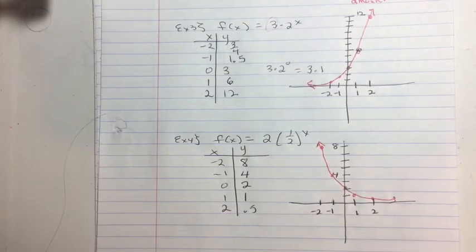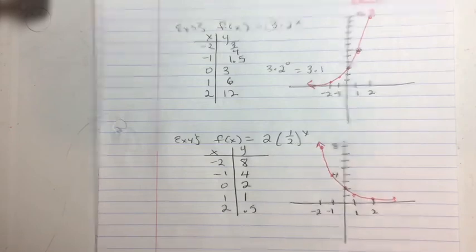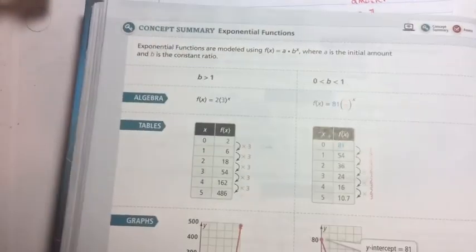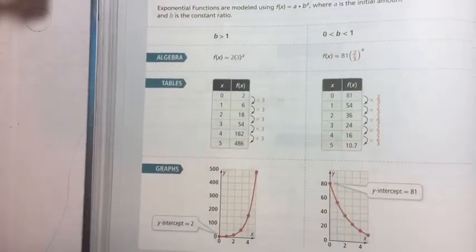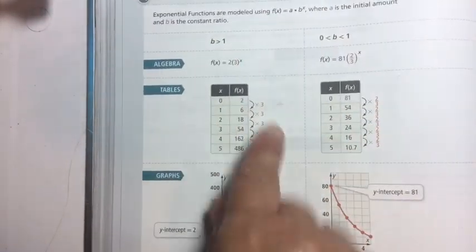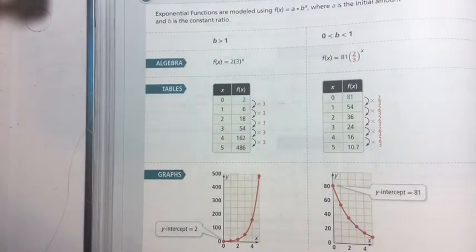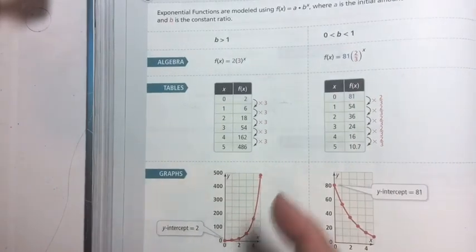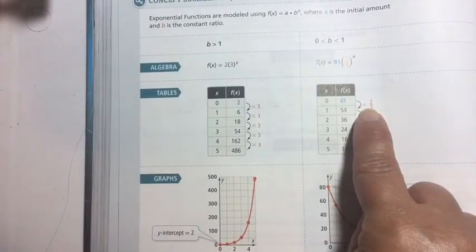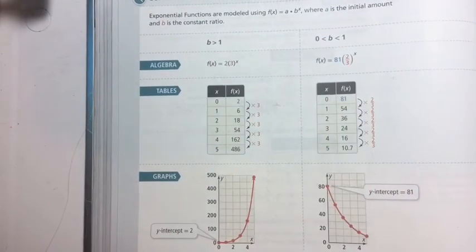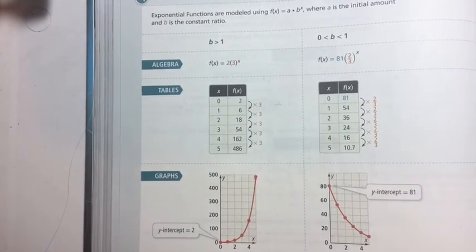Okay, the only other thing I want to bring to your attention is on page 228 of your book. It does give a nice little summary. You're going to see a couple of homework problems where they're going to give you the table and you're going to have to write the equation. So what you're going to need to do is look to see what it's multiplying or dividing by, or you can think of it as multiplied by a fraction. You're going to get your initial value from the 0, and then you're going to write the equation.